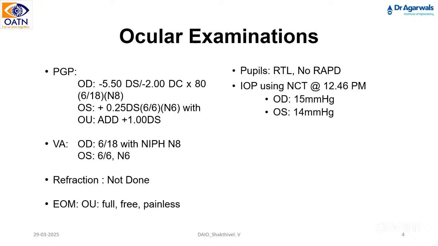Visual acuity was 6/18 with no improvement on pinhole in the right eye and 6/6 with N6 in the left eye. Refraction was not done and EOM was full, free and painless, and pupils were reacting to light with no RAPD. IOP using an NCT was OD 15 mmHg and OS 14 mmHg at 12:46 p.m.